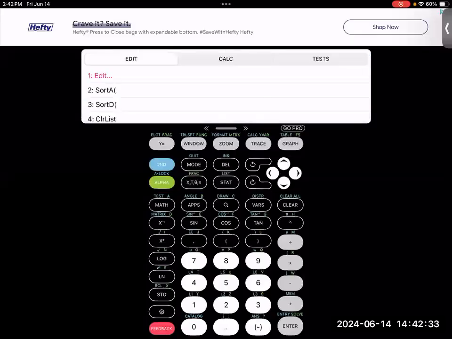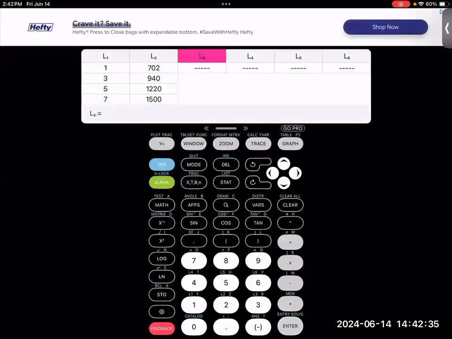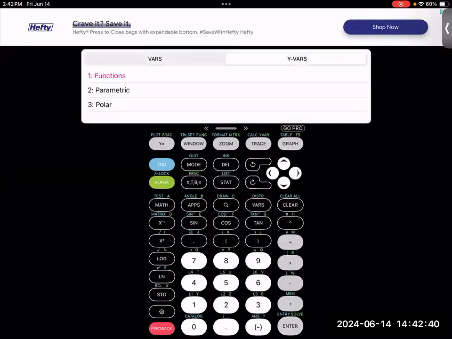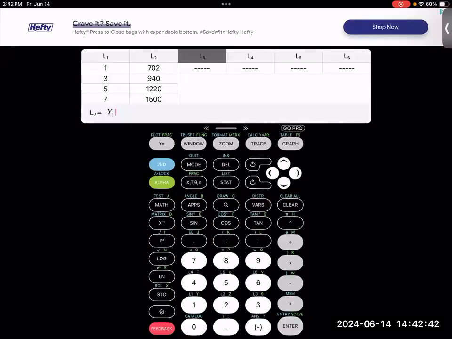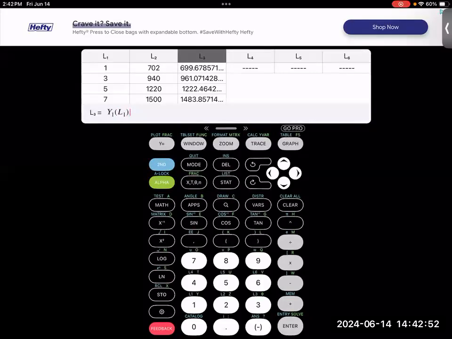So stat, edit, going to go all the way up to list 3. We're going to make sure that we go over to vars, y vars function, grab y1 and multiply it to list 1. And you'll notice that because it was a nearly perfect line, the values found in list 3 are going to be very similar to those found in list 2.